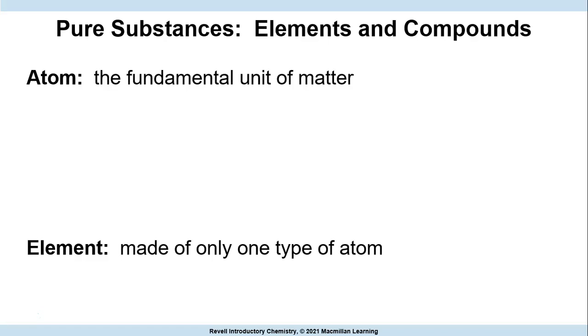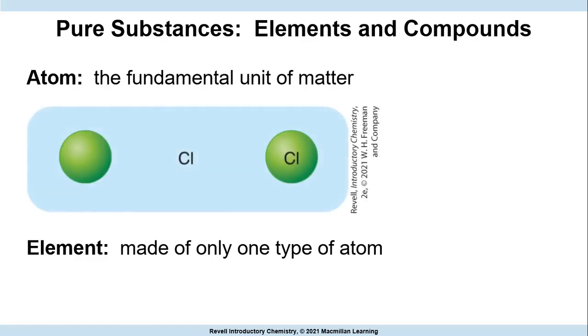And for us to know what elements and compounds are, we have to start with the atom. Okay, the atom is the fundamental unit of matter. Here in this picture, we see an atom of chlorine. Okay, this is a chlorine atom right here. So we define an atom as the fundamental unit of matter. And atoms, they combine together to form an element.